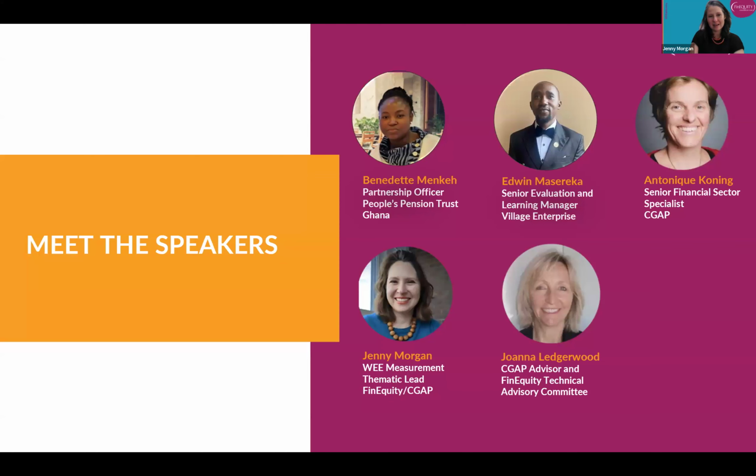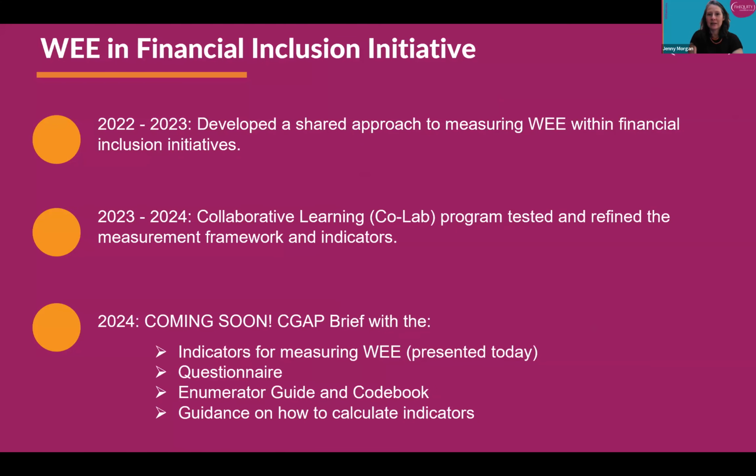But moving to the next slide here. Great. So just to give you a little bit of background on how we got here. The problem we were trying to solve was that there was a lack of harmonized definitions and common indicators for women's economic empowerment, and that made it difficult to understand which financial inclusion interventions and investments were most beneficial for outcomes. So back in 2022, FinEquity with CGAP, Center for Global Development and Data 2X, alongside an advisory group of leading organizations, developed a shared framework for measuring women's economic empowerment within financial inclusion. And at that point, we developed a theory of change for how this would happen and a draft set of indicators that we then, this past year, tested through this collaborative learning process.